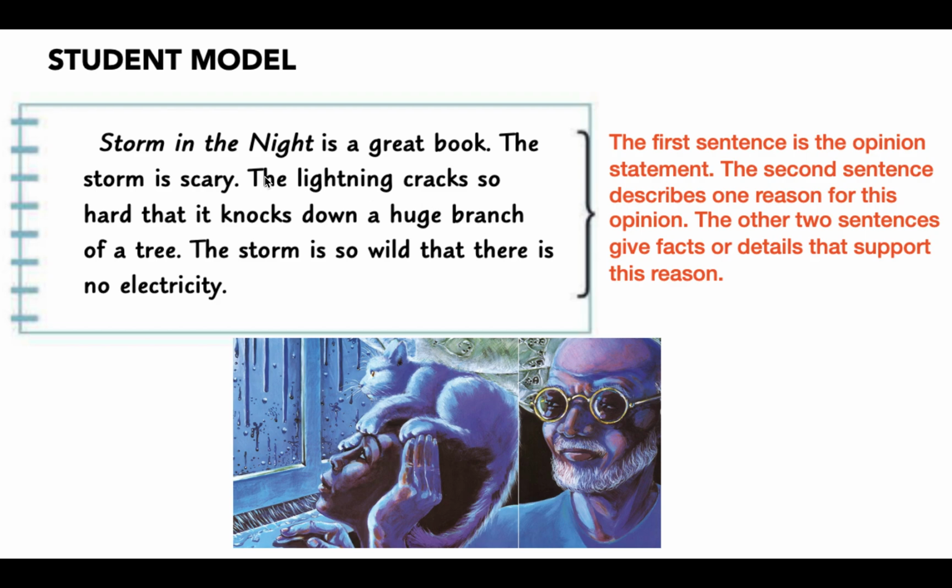So if we look at the student model here, it says, Storm in the Night is a great book. The storm is scary. The lightning cracks so hard that it knocks down a huge branch of a tree. The storm is so wild that there is no electricity. The first sentence here is the opinion statement that the student thinks Storm in the Night is a great book. The second sentence describes one reason for this opinion. The other two sentences give facts or details that support this reason.